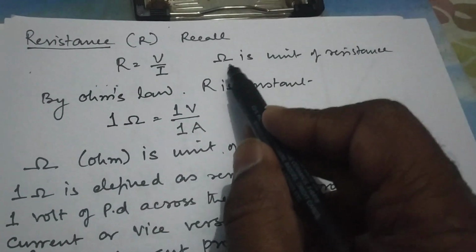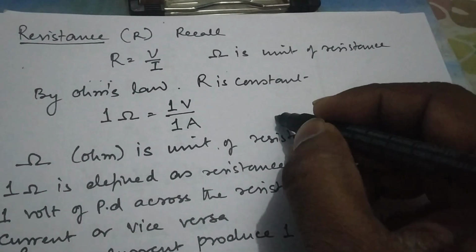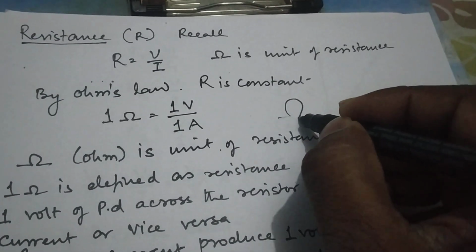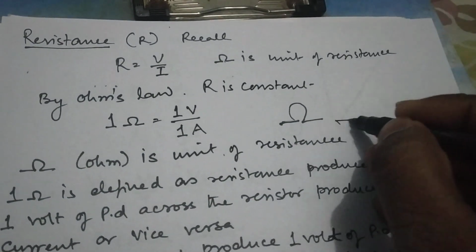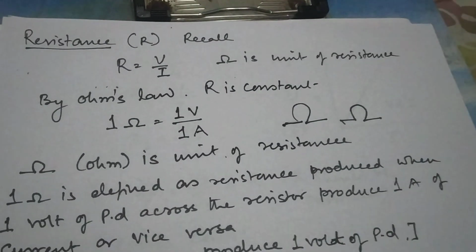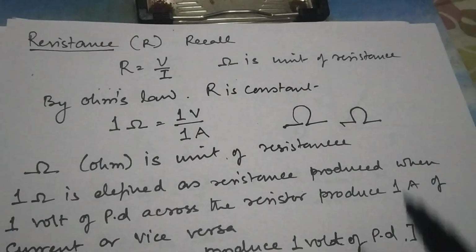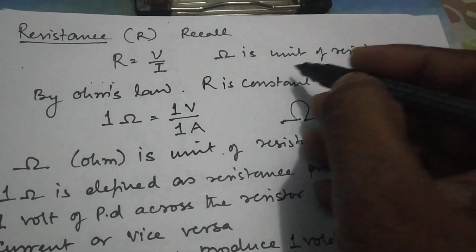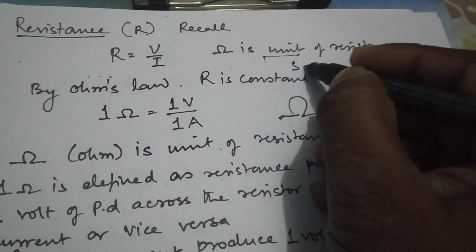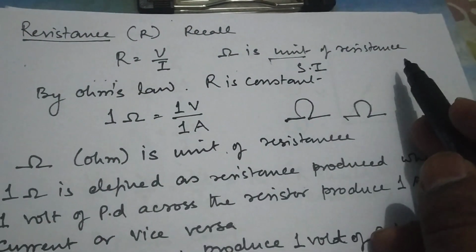So if you put their units, ohm, you can see the symbol that we make like this. Ohm. You can practice this at home by making it like this. So ohm is the unit of resistance. SI unit of resistance. Whatever unit we talk about at this moment is the SI unit.